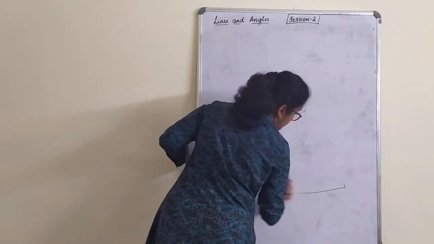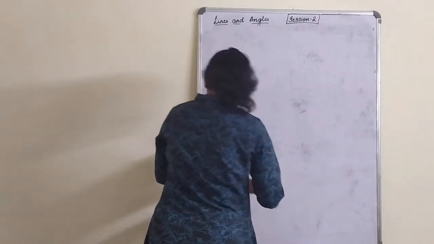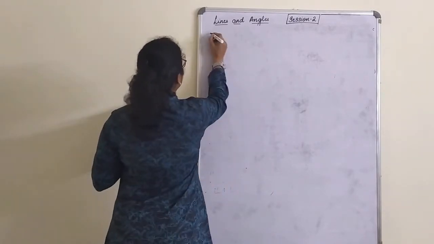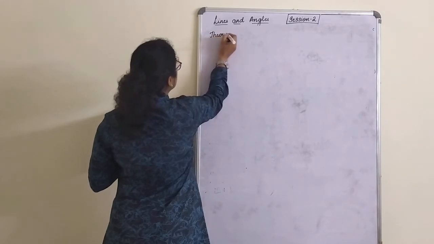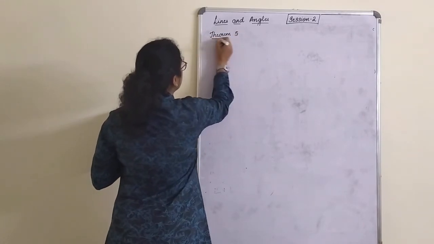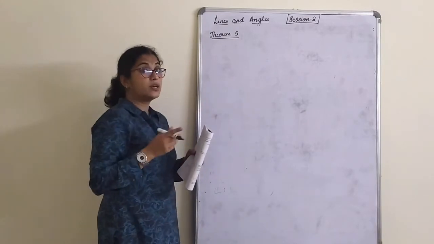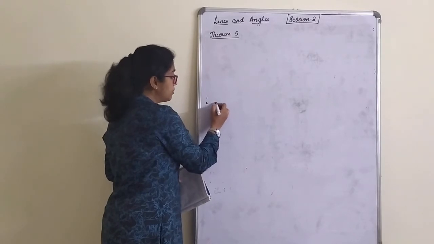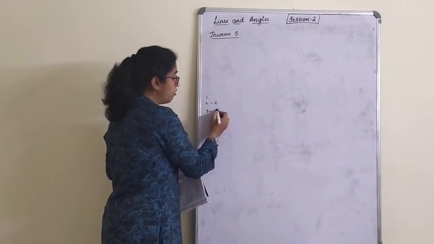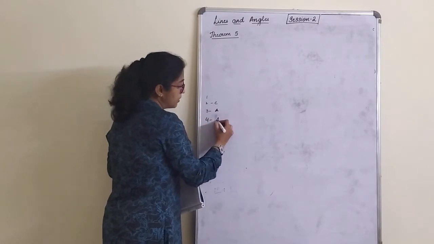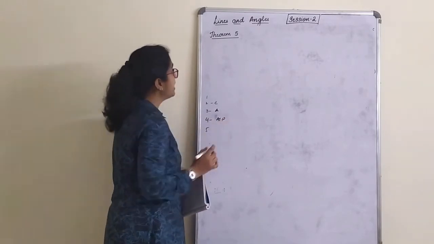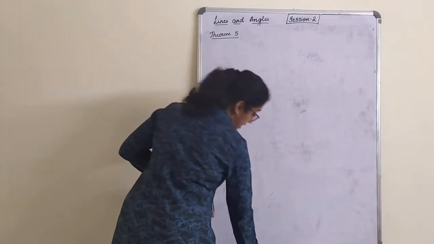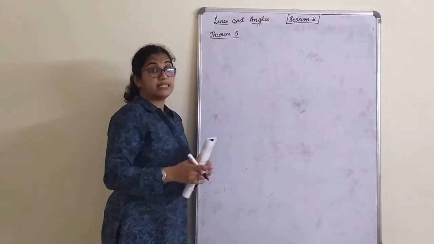So let's see that. First we'll write the statement. Theorem 1, theorem 2, 3, 4. This is theorem 5, right? Which was theorem 1, children? Prove that if two lines intersect, vertically opposite angles are equal. Theorem 2 was about corresponding angles. Theorem 3 was about alternate angles. Theorem 4 was about angle sum property. And theorem 5 is on exterior angle theorem. This theorem will be asked as state and prove exterior angle theorem.